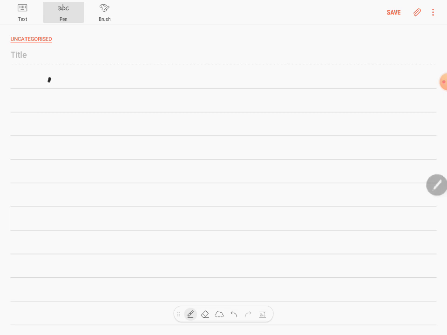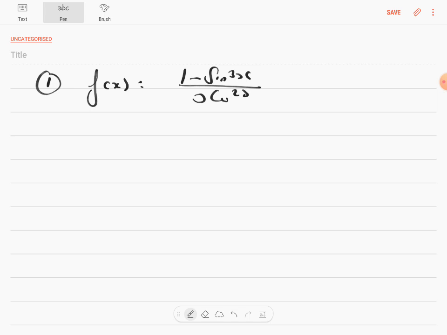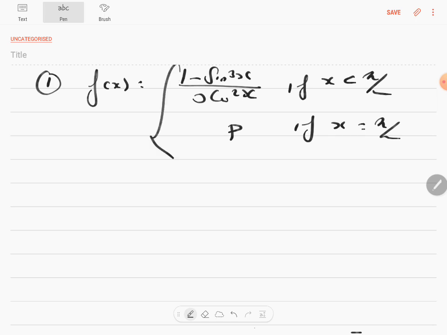The first sum that I did in class is f of x is equal to (1 minus sine cube x) by (3 cos square x), if x is less than pi by 2, and if x is equal to pi by 2, it is p. It's the world's most important sum. This sum comes for every exam. It's a very, very difficult sum. If you know the sum, you can do a lot of other sums very easily.